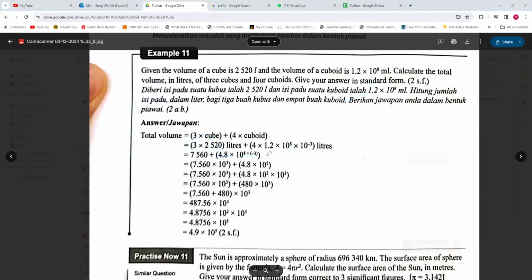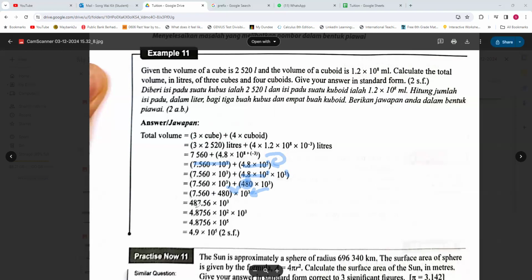Okay, so the next step is they're just writing whatever we have in standard form. So this is 7.560 times 10 power 3. This is 4.8 times 10 power 5. Next step, you want to make both the powers equal to each other. So you take the 5 and split it into 2 and 3. Here, you can press your calculator. When you multiply, you get 480. And then you factorize out the 10 power 3. So you've got a bunch of numbers here, and this is just adding them up.